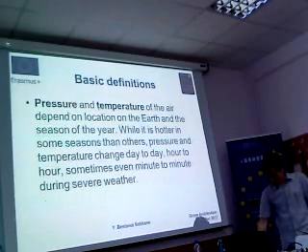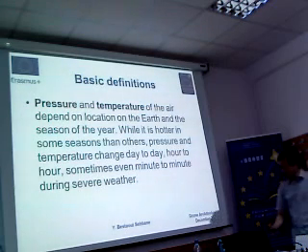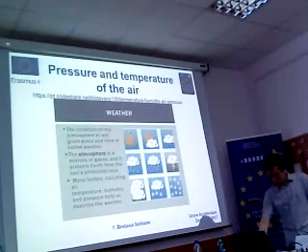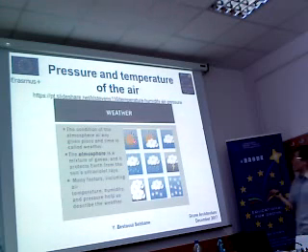The pressure and the temperature of the air depend on the location on the Earth and the season of the year. So it's very clear. While it is hotter in some seasons than others, pressure and temperature change day to day, hour to hour, and sometimes even minute to minute during several weather conditions. We can see on the internet the prediction of the weather: somewhere we have sunshine, somewhere wind, snow, storm.